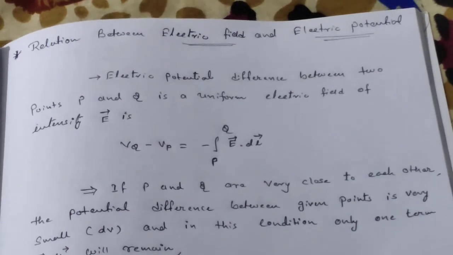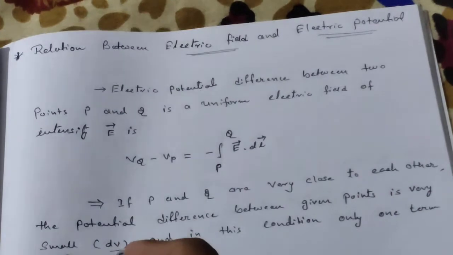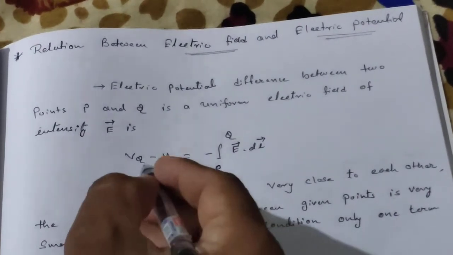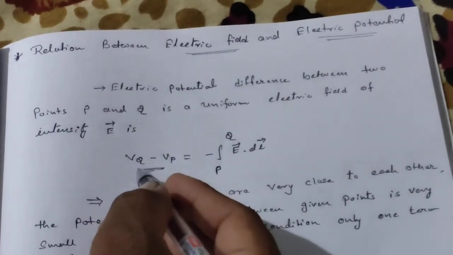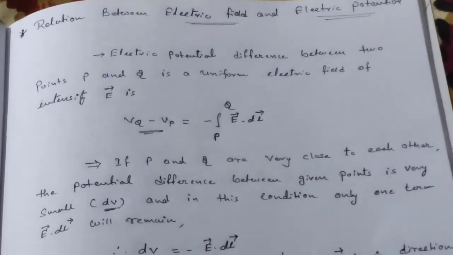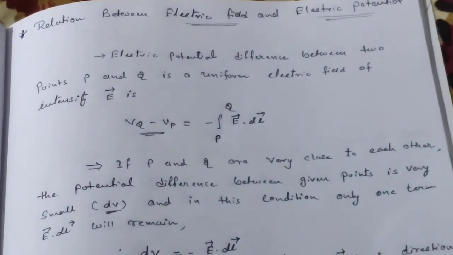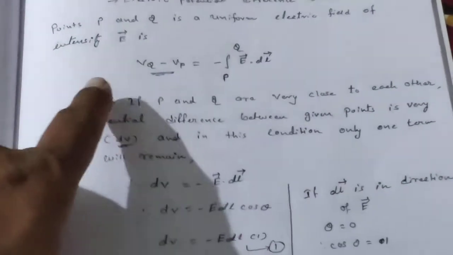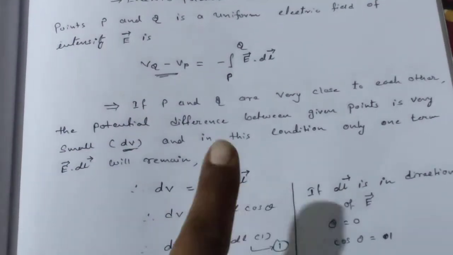Now if P and Q are very close to each other, the potential difference between the two points is very small. So for small difference we consider dV instead of VQ minus VP. In this condition, the integration we ignore, and we write the equation like this: dV equals minus E dot dl.